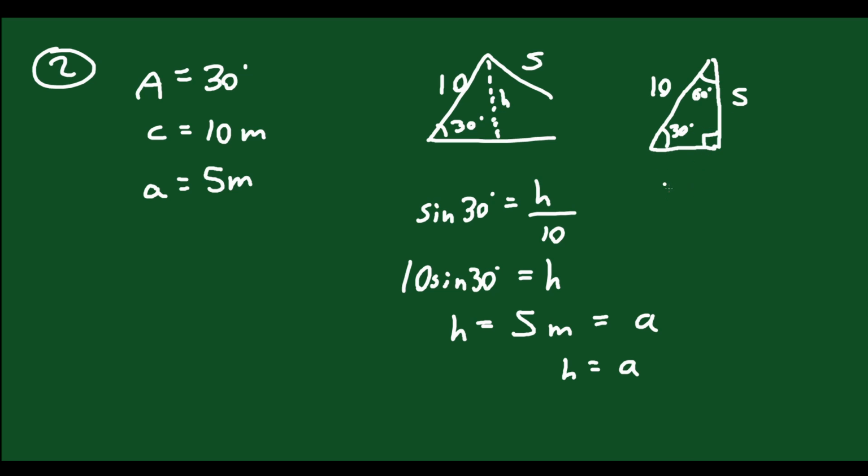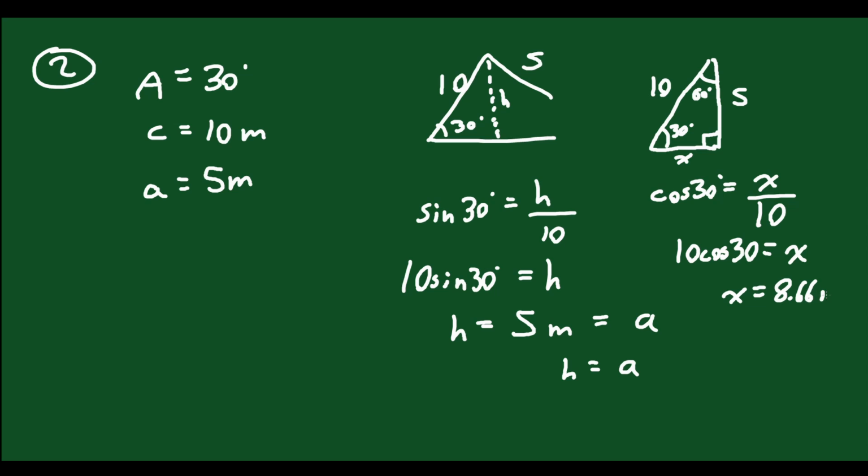To find that side, I think I'm going to do a cos. Cos of 30 degrees equals adjacent, which is that bottom length, we'll call that x, over hypotenuse, which is 10. So 10 cos 30 is equal to x, and then x is going to equal 8.66 meters approximately. So that's this length on the bottom is 8.66. So we've successfully solved for all the angles and all the sides. You're done this question.